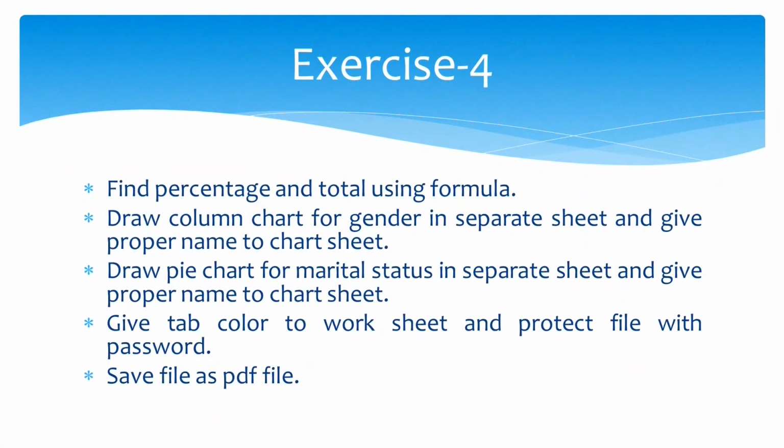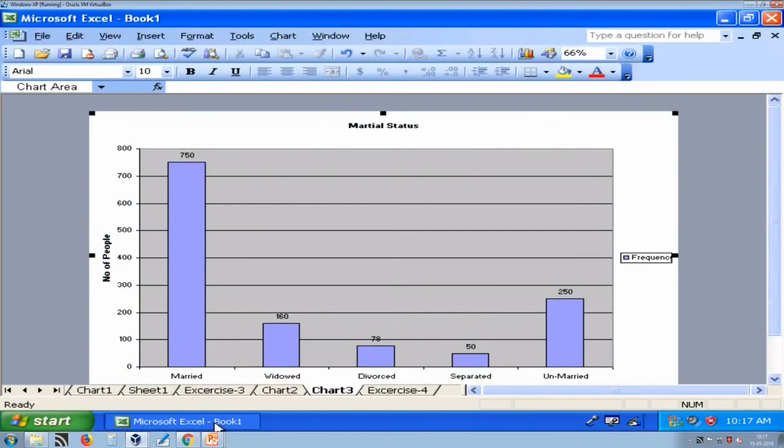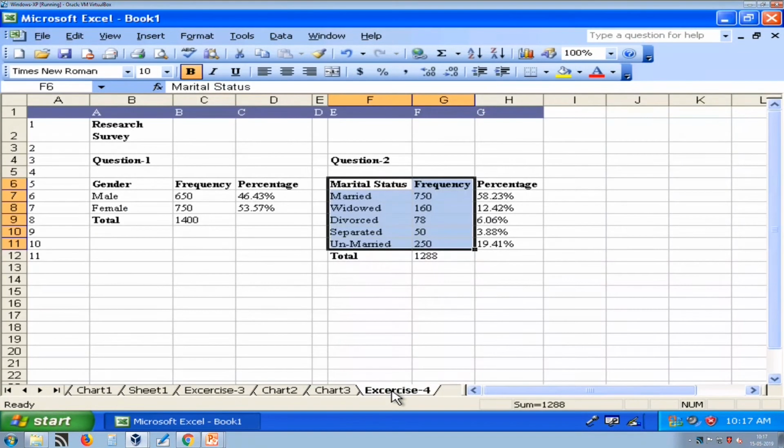Now, next we want to prepare pie chart. Now, pie chart can only be used for a single variable, either marital status. You cannot use it for two different columns, only single column or single category can be used with pie chart. So, our exercise is, draw pie chart for marital status in separate sheet and give proper name to chart sheet. So, let us go to the exercise.